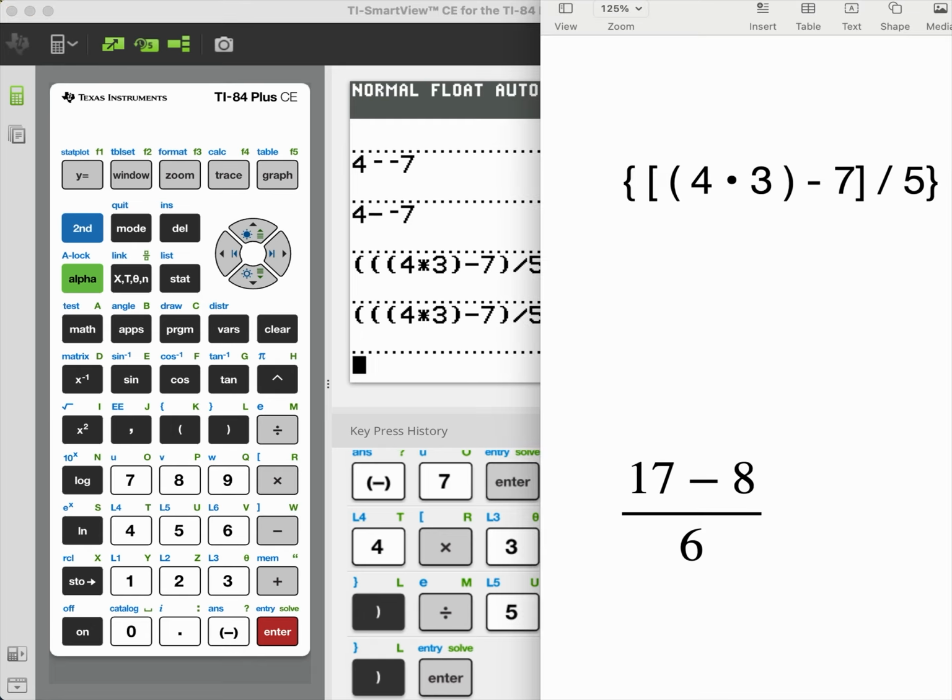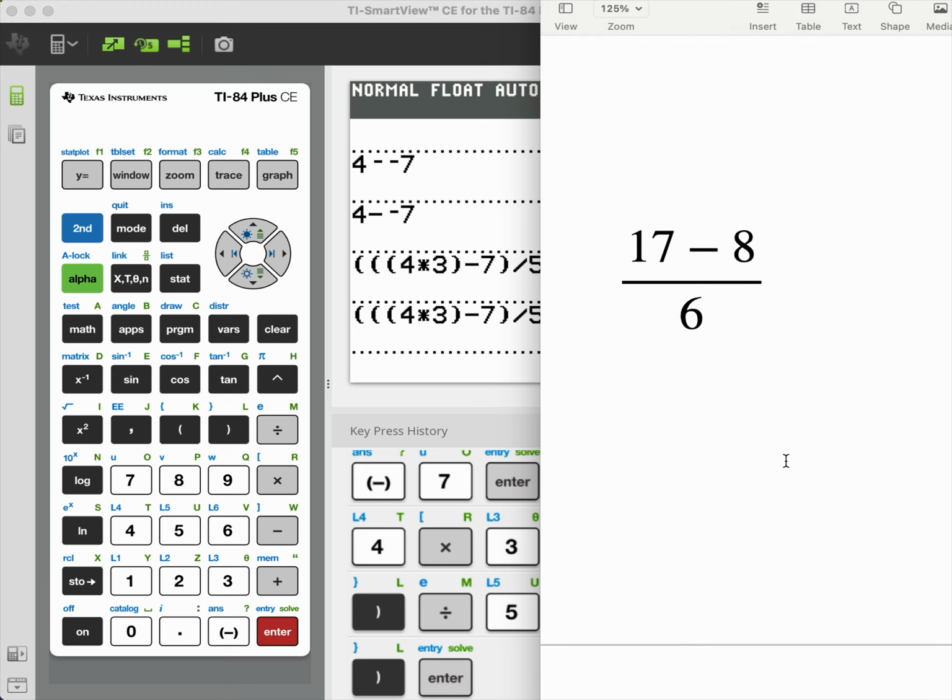Let's try another entry. Let's do some fractions. 17 take away 8.